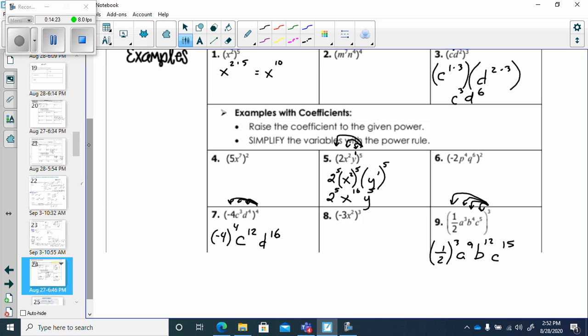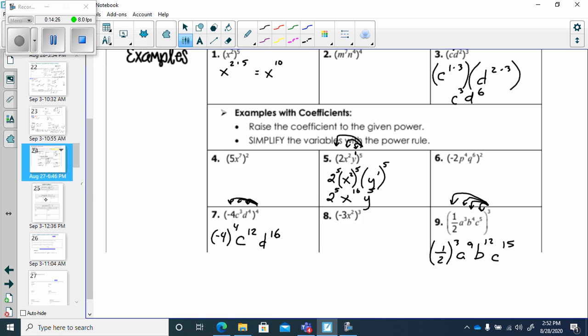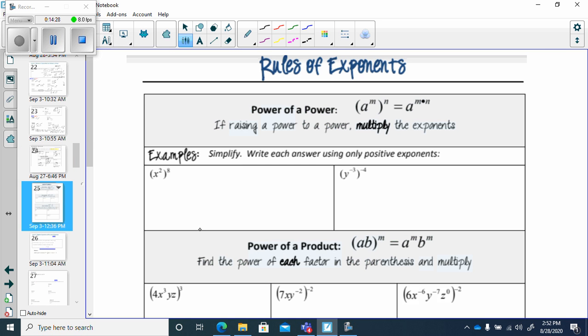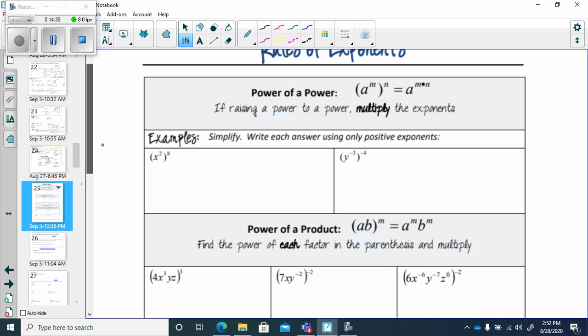And let's look at one more page here. I think I've got some on it. We're going to look at one of each of these. If I'm raising something to a power, I multiply the exponents. In this case, I'm raising x squared to the 8th power. So that's x to the 2 times 8, or x to the 16th power. Okay?